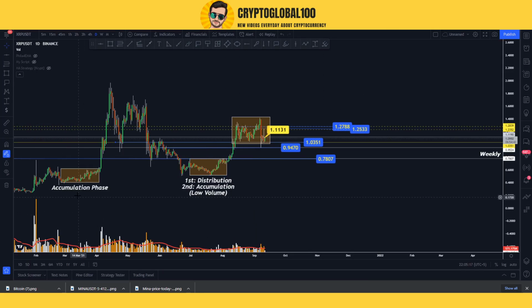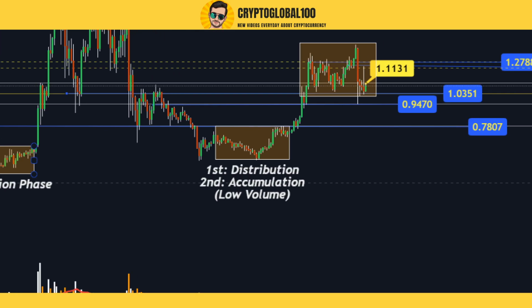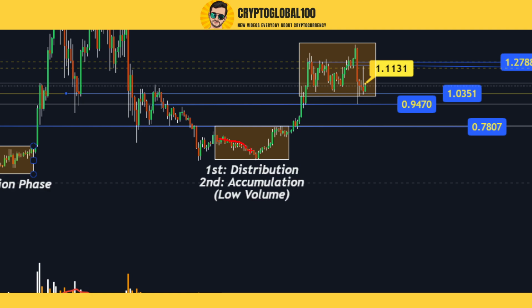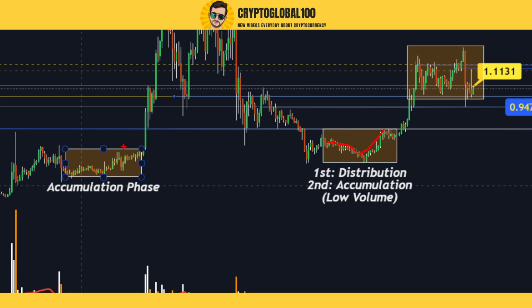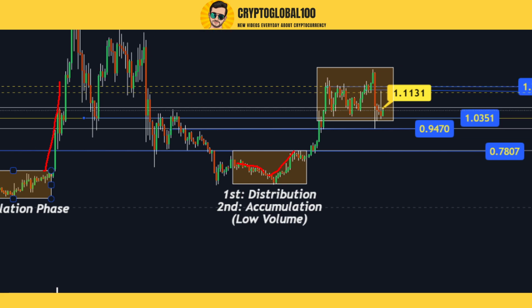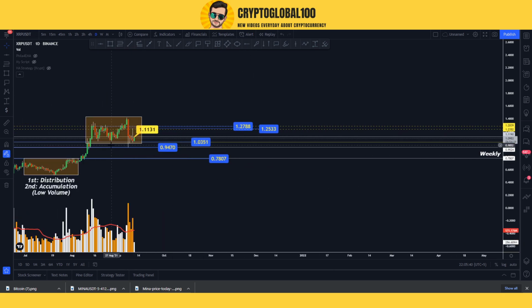Now if I show you the two phases here, we saw an accumulation phase with low volume and distribution, and then accumulation with low volume. What happened afterwards? We saw a huge breakout. Here again we saw a huge breakout. So after the accumulation we usually see a breakout. Right now the price of XRP is in accumulation, in a ranging phase.